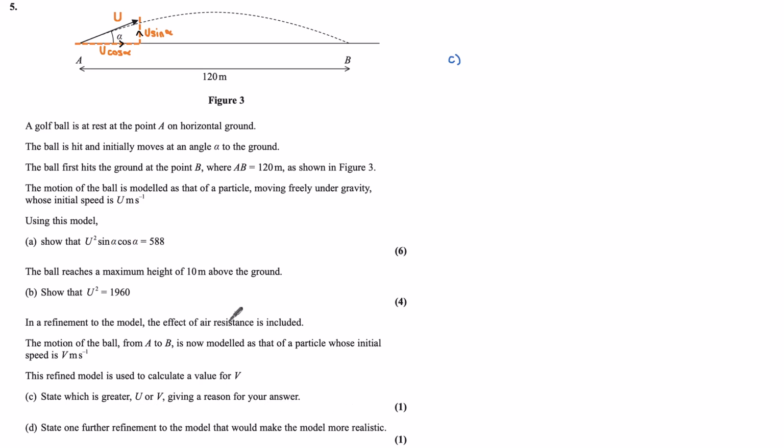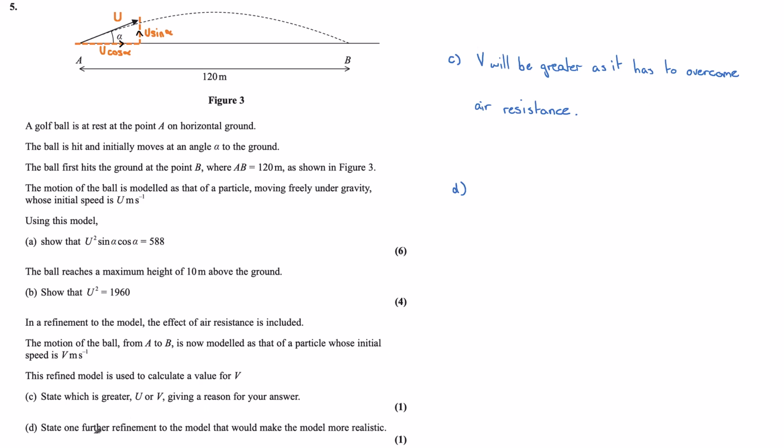Well, if this model is going to be refined, and the only change we're making is the speed, that means the distance it travels is the same. And if this ball is going to travel the same distance, but now under the threat of air resistance, v will need to be greater, because it will need to overcome air resistance. So v will be greater, as it has to overcome air resistance.